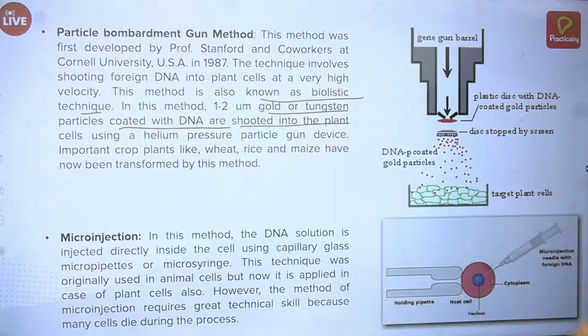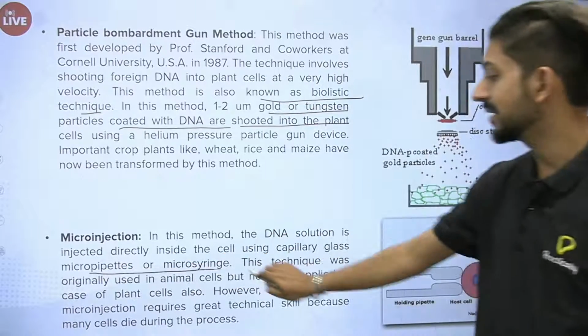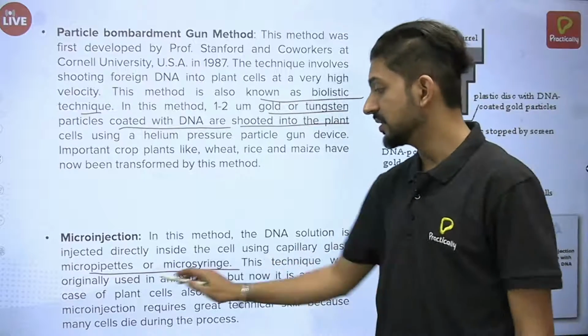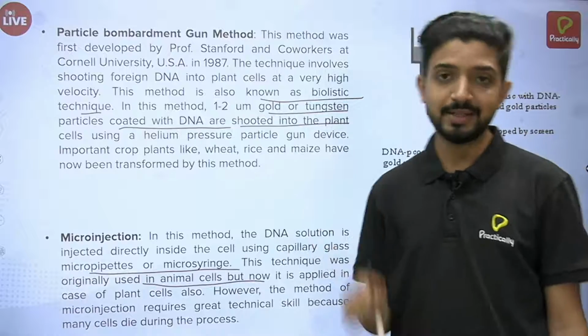And the last method is microinjection, in which we directly inject the DNA into the cell. We hold the cell in place and then use an injection. Obviously these are very tiny, so it is done on a small scale. The DNA is injected using micropipettes and a microsyringe. This process is mainly used in animal cells, but it can also be applied to plant cells as well.